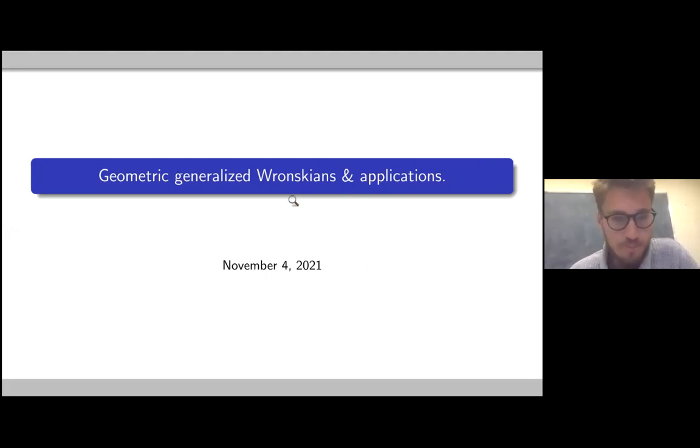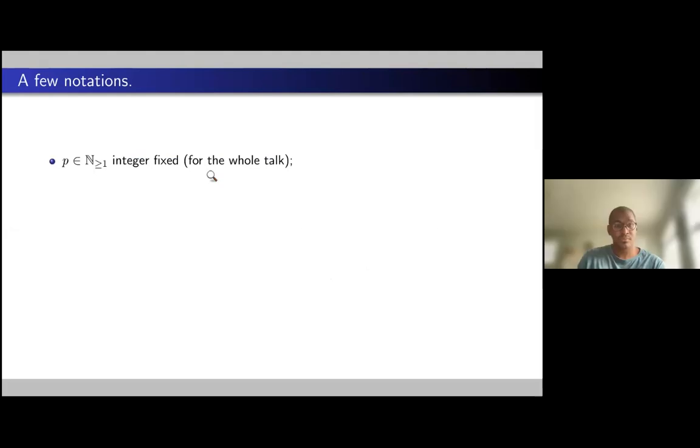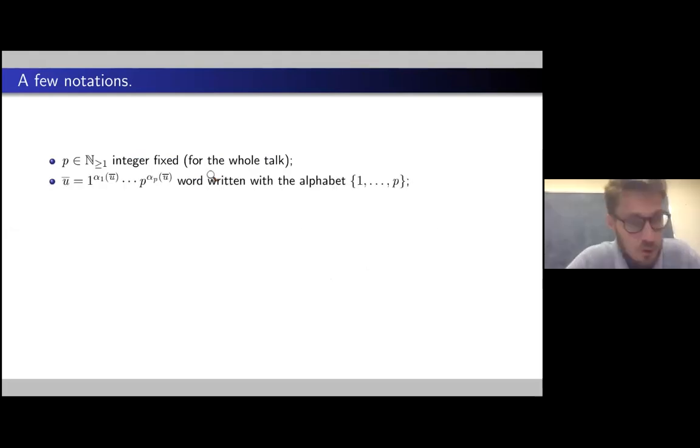So first, let me set up a few notations. We fix P an integer, which is going to be fixed for the whole talk. And we consider U a word written with the alphabet 1, 2, up to P. We consider two words to be the same if we can pass from one word to the other by a suitable permutation of the letters. Accordingly, any word can be uniquely written in this fashion. And we will denote L(U) the length of the word.